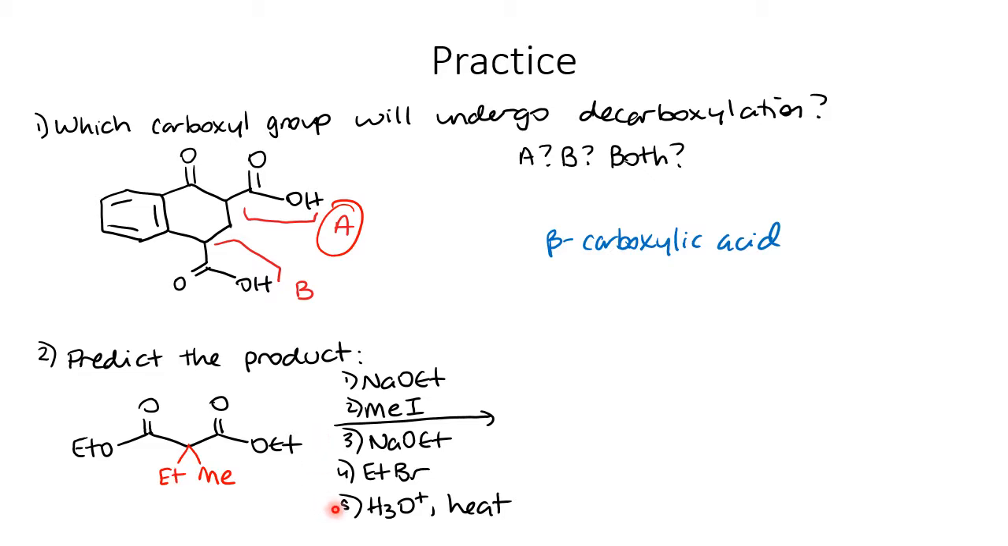For our final step, H3O+, we're converting our esters into carboxylic acids, and heat is allowing decarboxylation to occur. Now, it doesn't matter which carboxyl group we lose, but we know that we're going to lose one of them. In the end, we will have a carboxylic acid with the methyl group attached and an ethyl group attached. So these types of multi-step syntheses are possible with the diethyl malonate.